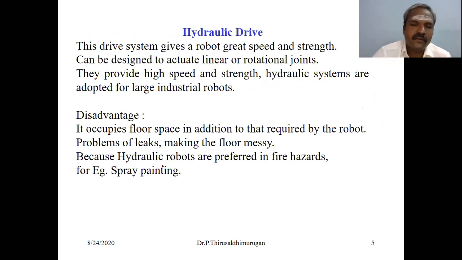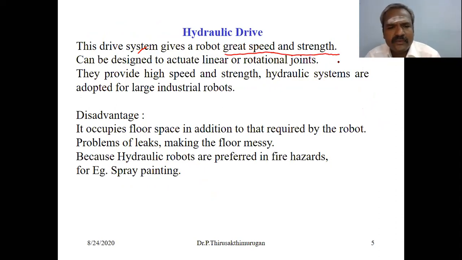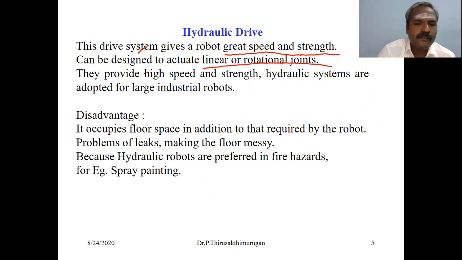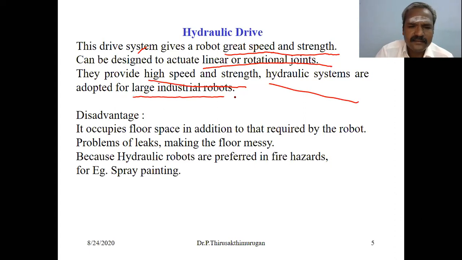First, in what situation are hydraulic drives used? The drive system for robots requires great speed and strength for large size. These can be used to actuate the linear or rotational joints of the robot. Clear? So they provide high speed and strength. Hydraulic systems are adopted for larger industrial robots, so this is mainly for larger industrial robots.